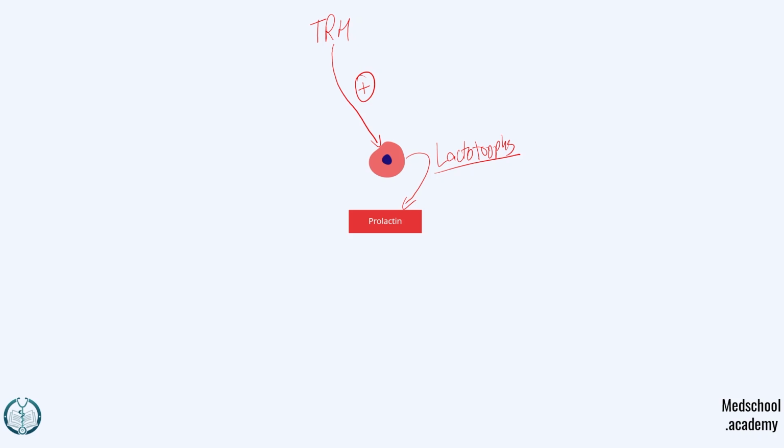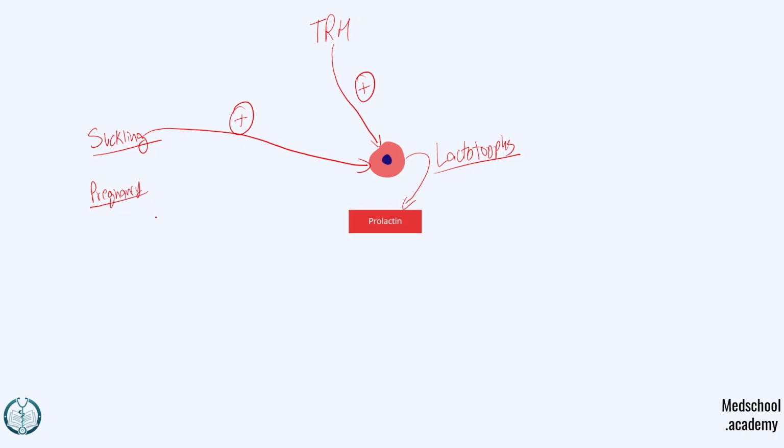What about other stimuli? Not from the hypothalamus. Well, there's a really strong trigger, that is suckling. Suckling is a very strong trigger for lactotrophs to make prolactin. And what about others? There is pregnancy.